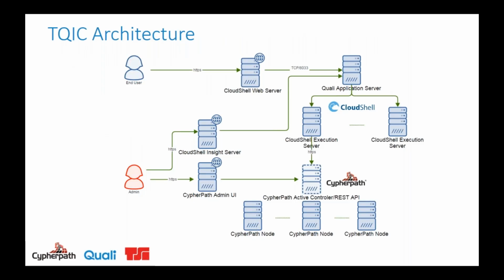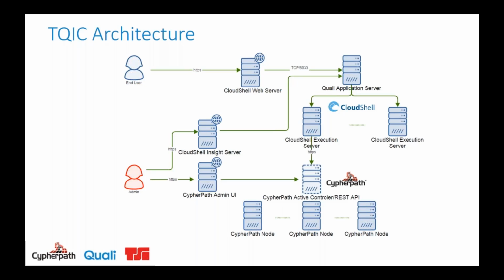The TQIC architecture consists of Cypherpath installed on generic x86 servers, along with appropriate compute, memory, and storage underneath it to support it. Note that we can have multiple nodes, and they are all hyperconverged into a single pool of resources for use among all clouds within Cypherpath.